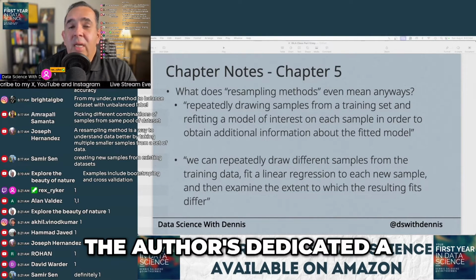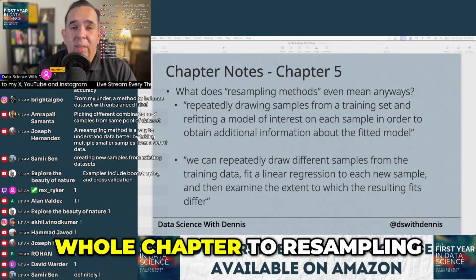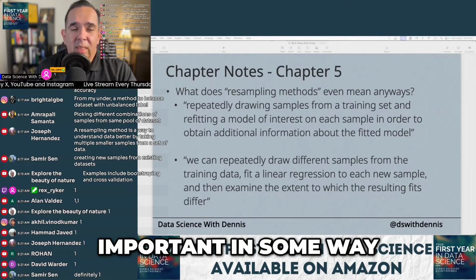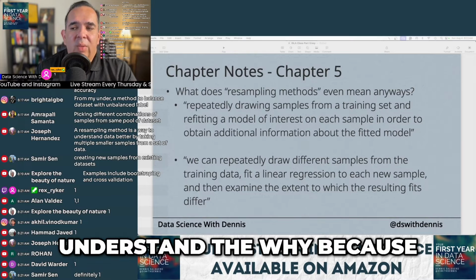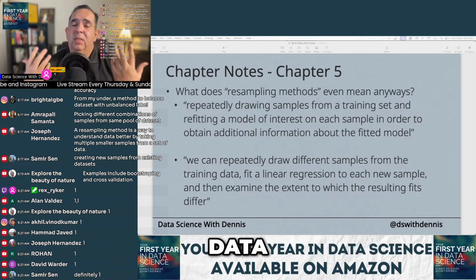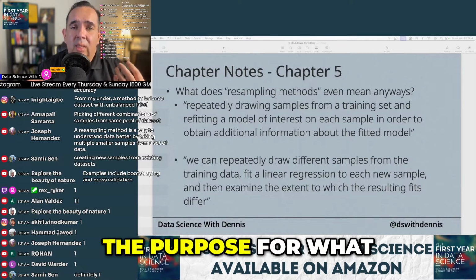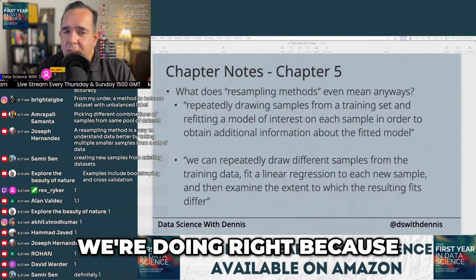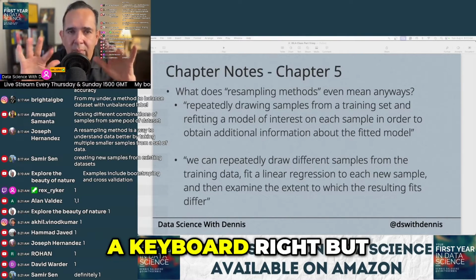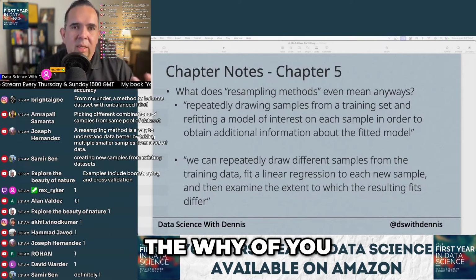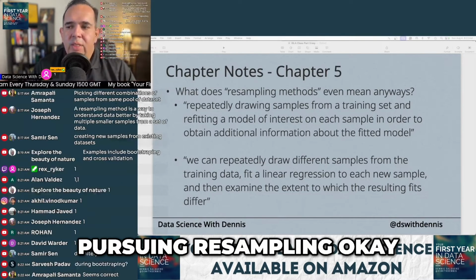I mean, the authors dedicated a whole chapter to resampling, so it must be important in some way. But I want to understand the why. Because remember, we're professional data scientists, so we always want to seek out the purpose for what we're doing. Otherwise you're just a monkey at a keyboard. You want to understand why we are pursuing resampling. Okay.